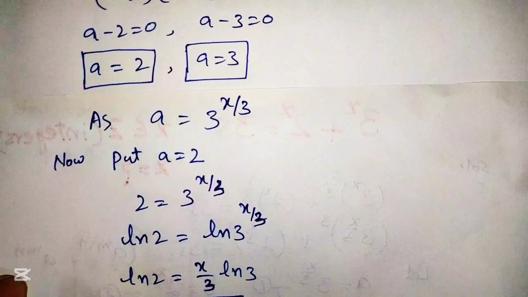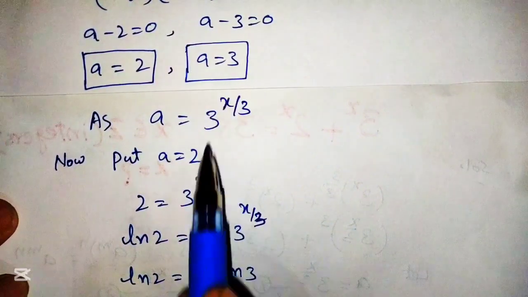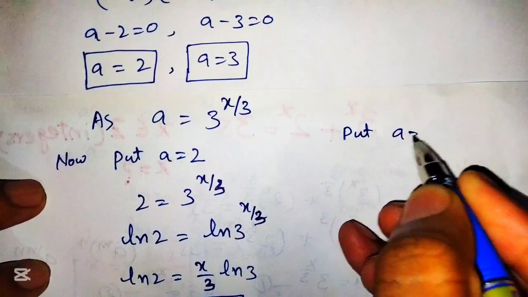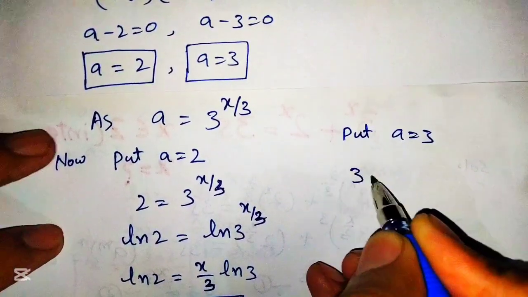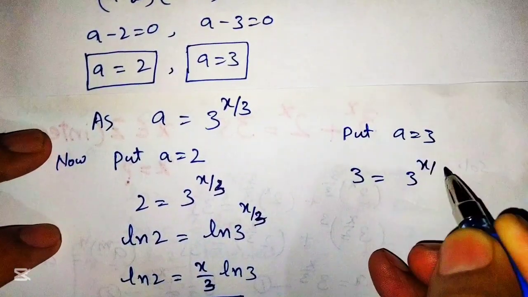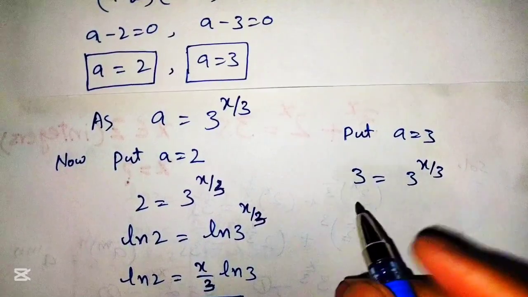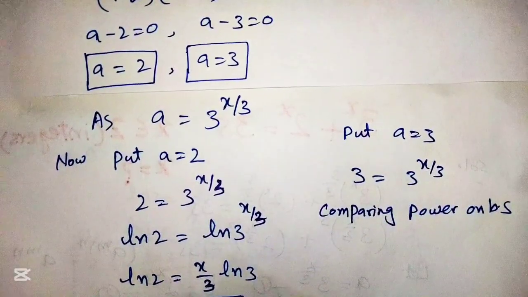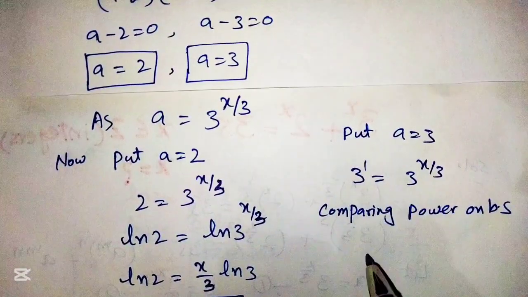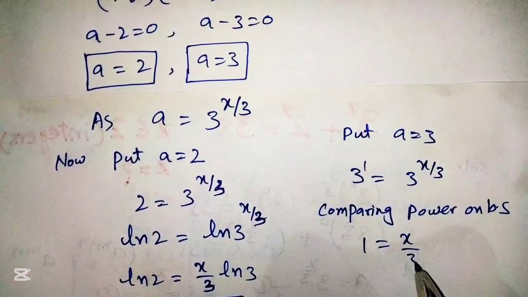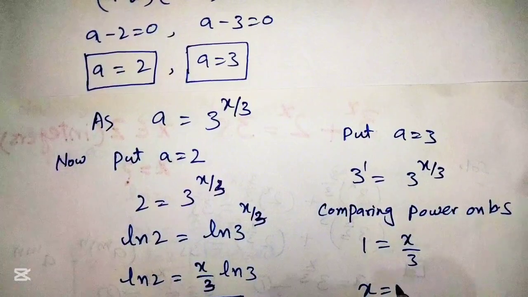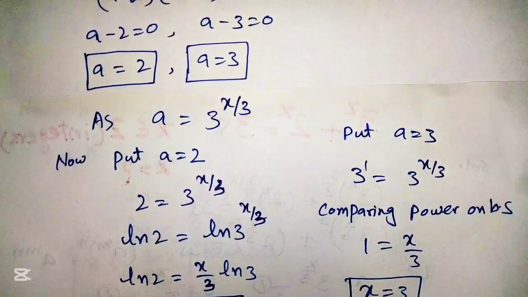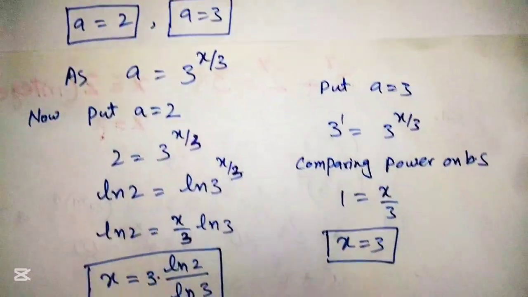Now we will use a is equal to 3 in this equation. So put a is equal to 3, we will get 3 is equal to 3 raised to power x over 3. Now comparing powers on both sides, we will get 1 is equal to x over 3, that is x is equal to 3, which is the required solution according to our given condition. Hence the value of x is 3.